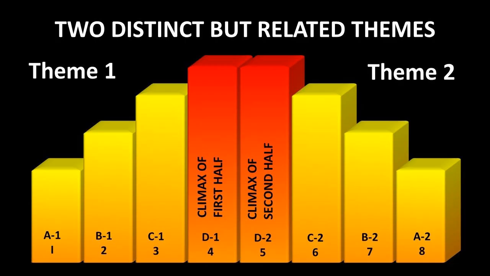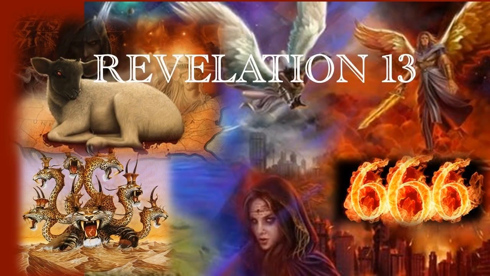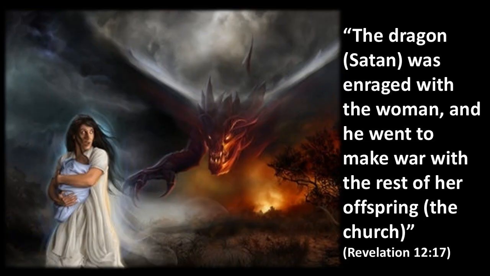If we look at the 2 climaxes, we can determine the theme of each half of Revelation. We already mentioned that the first climax, chapters 12 and 13, highlight Satan's final efforts to defeat the followers of God with the beast from the sea, the beast from the earth, the image to the beast, and the mark and number of the beast. We would expect, then, that the overall theme of the first half is Satan's attempts to coerce and defeat God's followers.